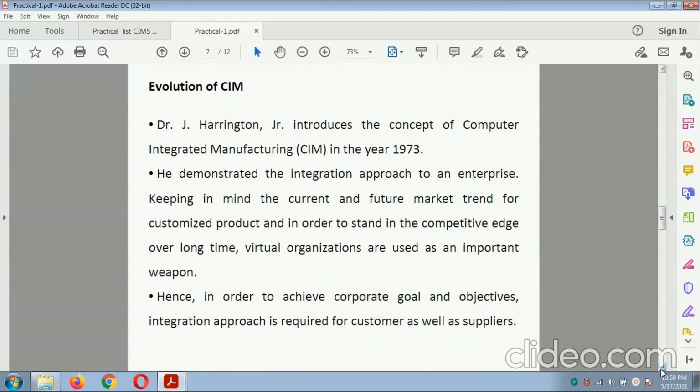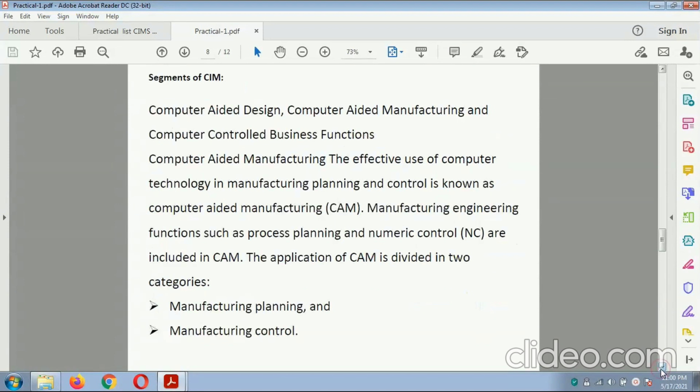So, evolution of the CIM. Dr. J. Harrington Jr. introduced the concept of computer integrated manufacturing in the year 1973. He demonstrated the integration approach in an enterprise, keeping in mind the current and future market trend of customizing products in order to stand at a competitive edge. Virtual organizations are a very important weapon. Hence, in order to achieve the cooperative goal and objective, an integration approach is required for customers as well as suppliers.